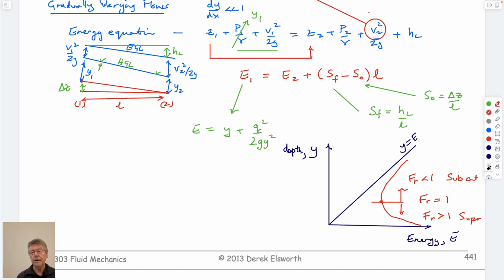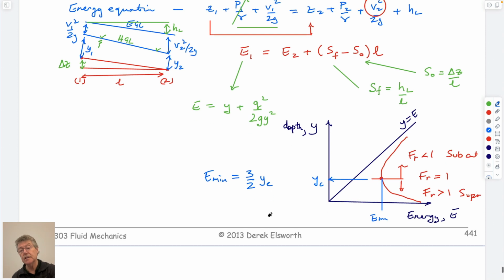And I guess we also talked about the ordinates of this point. This was the minimum energy, and this was the so-called critical depth, which you just saw in the video, the hydraulic jump. And I think E min is equal to 3 over 2 times Yc. Not Y2, Yc. So that kind of summarizes what we did last time.